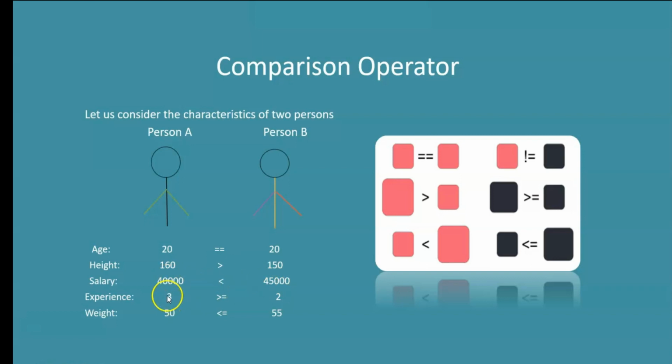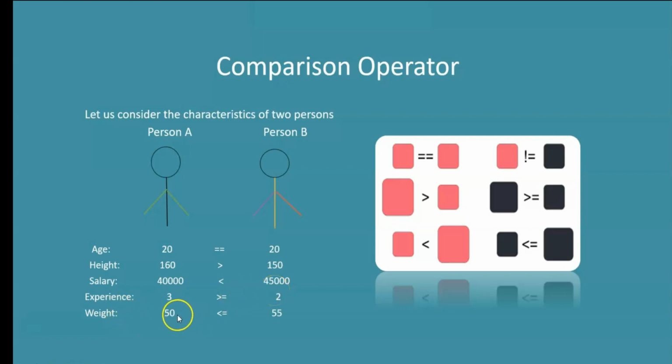And for experience, A has 3 years and B has 2. I want to check if both have the same experience, and also which person has more. So I want to check whether one is greater than or equal to the other. Here it basically works as an OR condition. This will be split into 3 greater than 2 or 3 equal to 2, if we are using OR, which we will learn later. If you are using OR, even if only one of the conditions is true, the result is true.